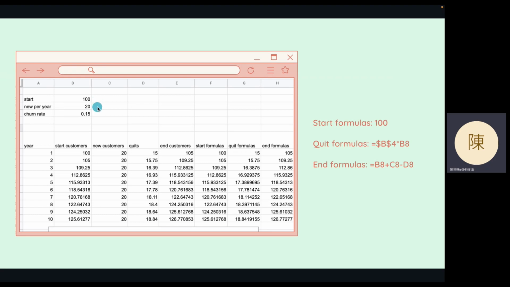B2, 100, B3, 20, and B4, 0.15. Start with the first year, we need to estimate our output. We have start customer, which is 100, new customer 20, quits 15, ends customer 105, and we use the start formula equals C2, and the quit formula equals $C$4 multiply C8. And our end formula equals C8 plus D8 minus E8.